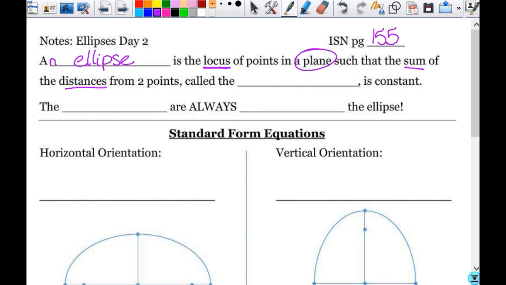Remember this right here? And I know you didn't know the names when we did this, but we took these 2 points right here, right? So the vertices are actually out here, but it's these 2 points right here that you have the same distance all the way around. Focus. Very good. So the plural for focus is foci. They're called the foci, which means focuses, but we don't say it like that. Such that the sum of the distances from the 2 points called the foci is constant, and the foci are always inside the ellipse.